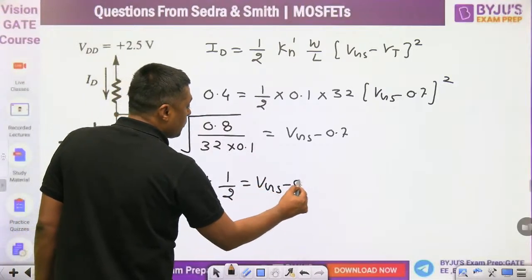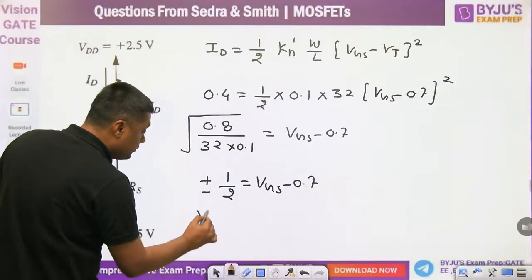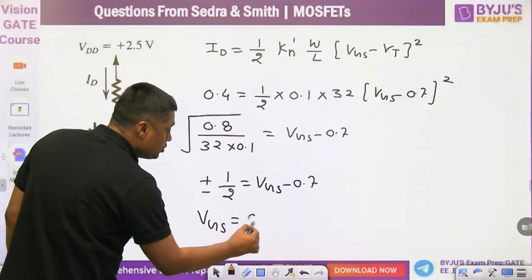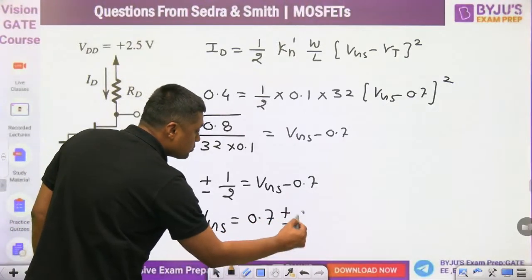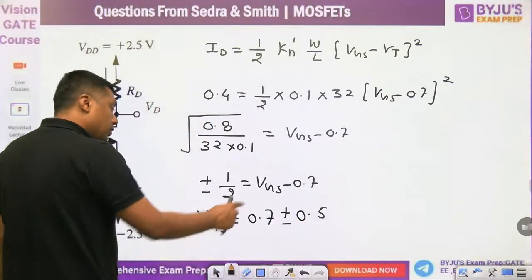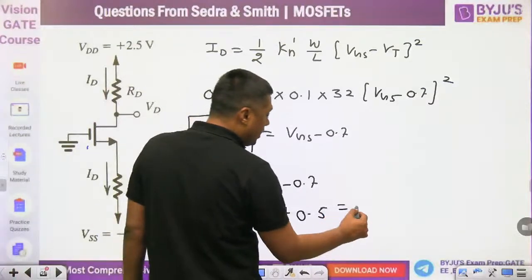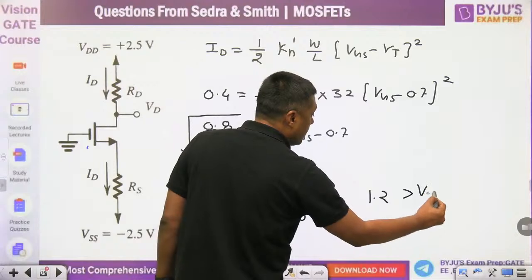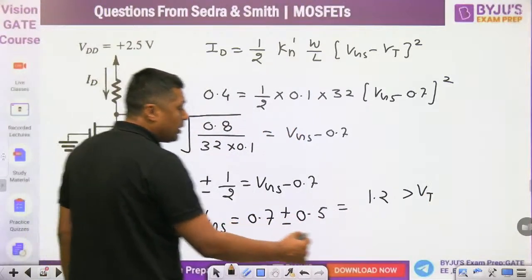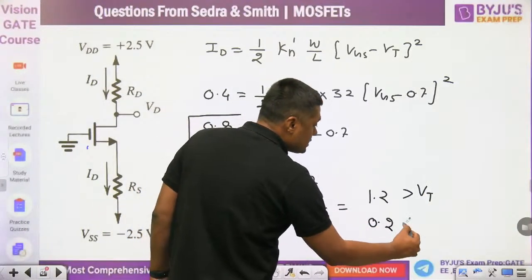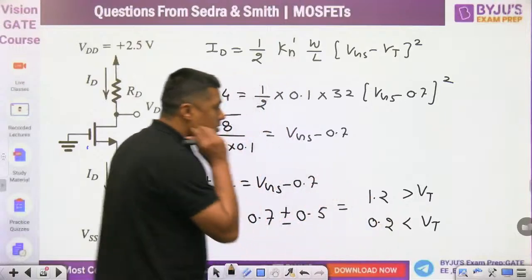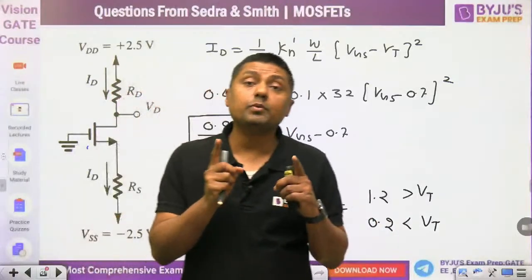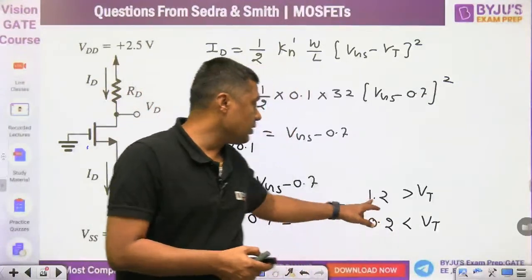VGS minus 0.7. Already I have said that VGS is 0.7 plus minus 0.5. Remember, you have to choose the plus value, because when we choose the plus value, it is 1.2 and that is greater than VT. But if you choose the minus value, it becomes 0.2, that is less than VT. That is not possible, because if it is less than VT, it will be in cutoff. That's why the answer is 1.2.